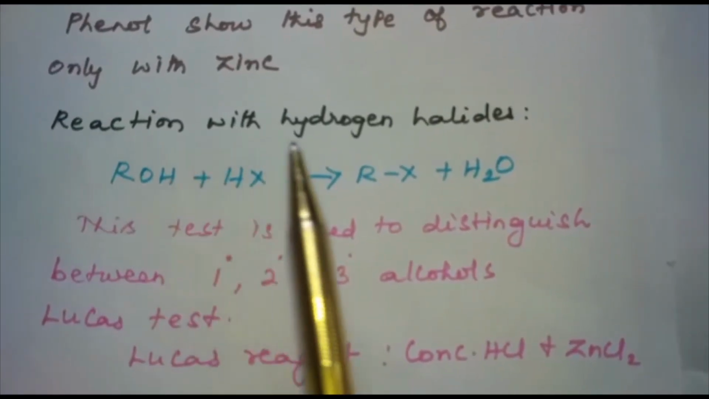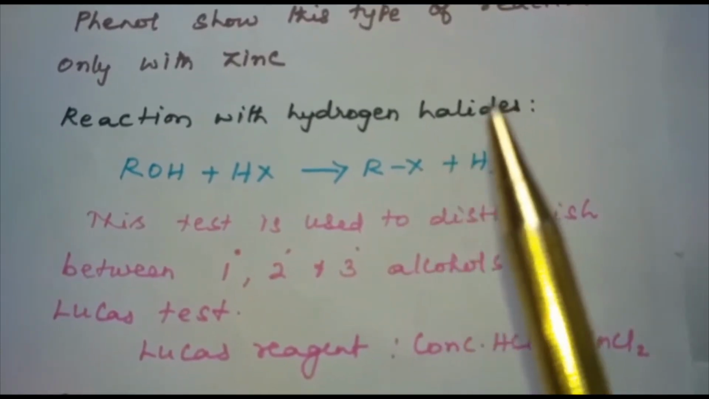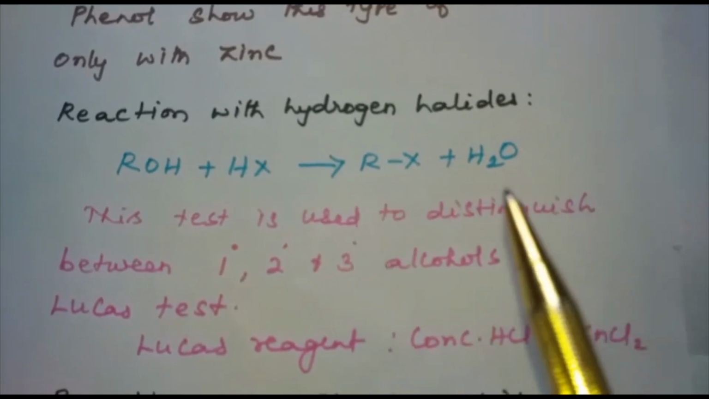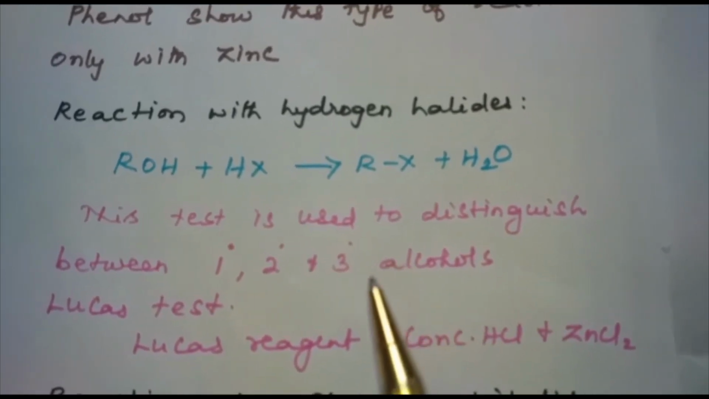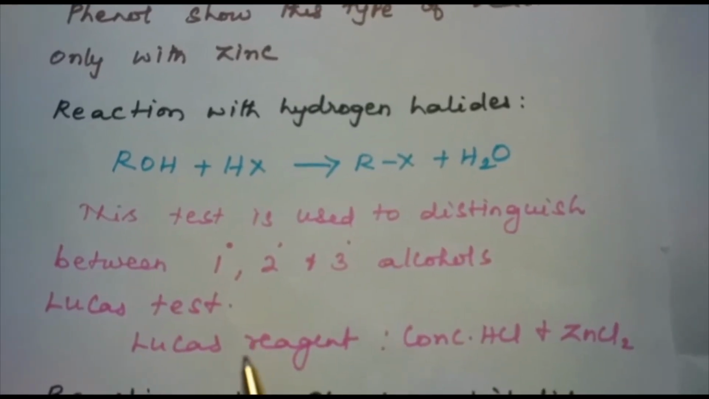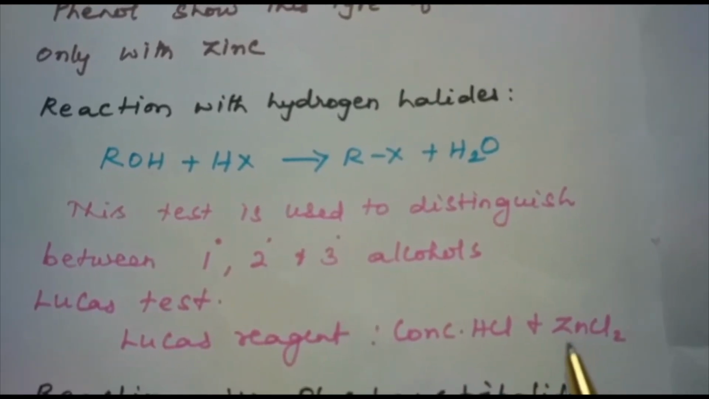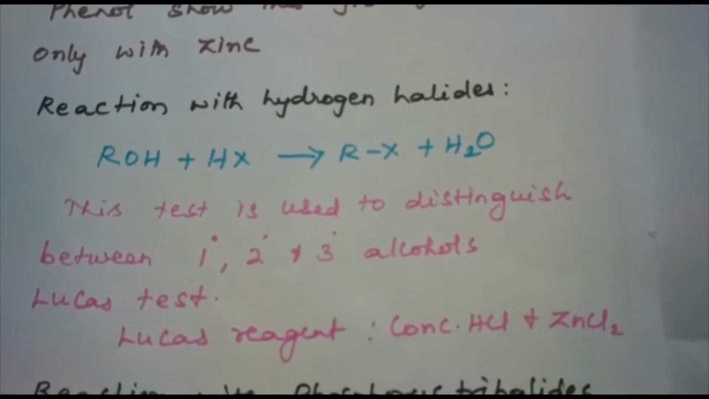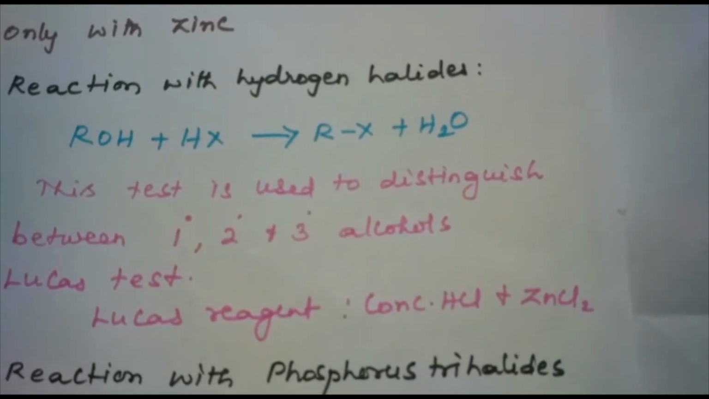If you see the reaction of alcohols with hydrogen halides, you will be getting alkyl halides, and this test is used to distinguish between primary, secondary and tertiary alcohols. This test is known as the Lucas test, and the Lucas reagent is concentrated HCl and ZnCl2. The difference in reactivity of the three classes of alcohols with HCl distinguishes them from one another.